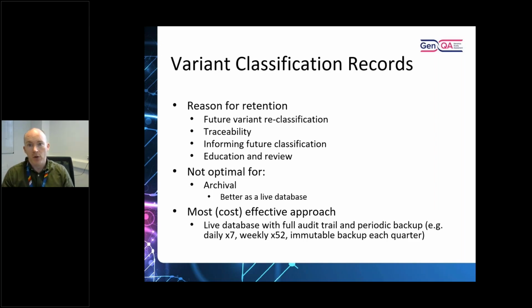So your classification records probably need to live in a database that's updated as frequently as needs be and is backed up on a very routine schedule. I'm just suggesting here a daily backup, weekly backups, and then immutable quarterlies, but there would be some sort of backup schedule in place for that database. We'll go on to the next slide.